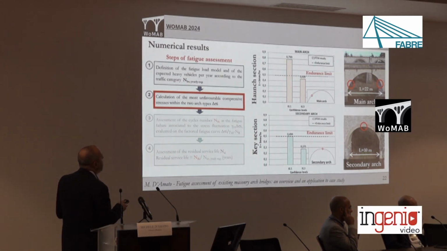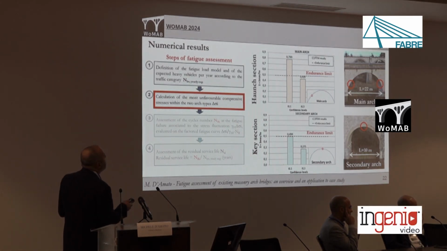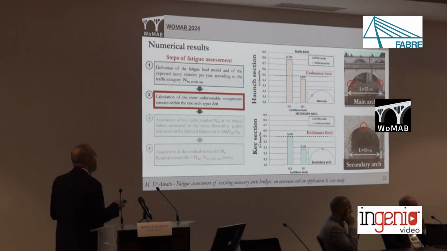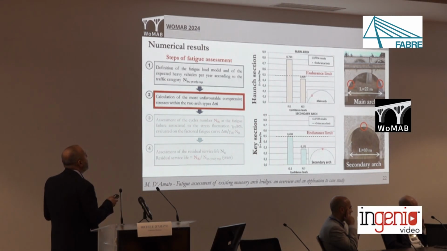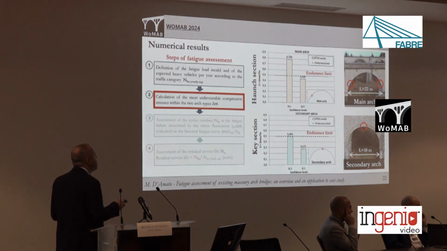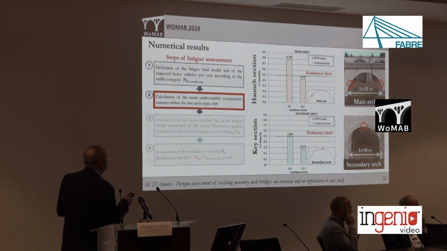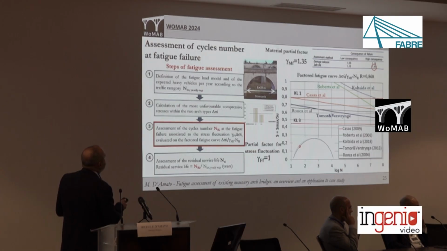Here are reported the numerical results, and we found that the most compressive stress occurred at the hinge section for the main arch, and at the key section instead for the secondary arch. The fluctuation was really significant only in the case of the main arch, and we believe that this result was mainly due to the role of the backfill below the deck.